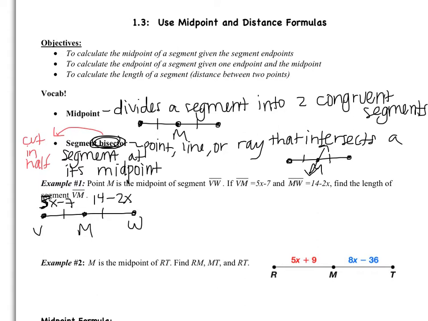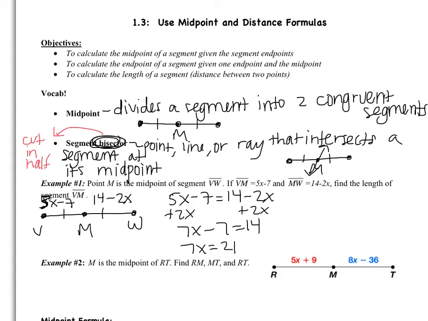Okay, in order to find VM, we know VM is 5x minus 7, but we really need to know the value of x. Because M is the midpoint, we know that VM and MW are congruent. Congruent means they have the same length. So because of that, we can set them equal. We can set 5x minus 7 equal to 14 minus 2x. Start by adding 2x to both sides. So I get 7x minus 7 equals 14. Adding 7 to both sides, I get 7x equals 21. Dividing by 7, I get x equals 3.